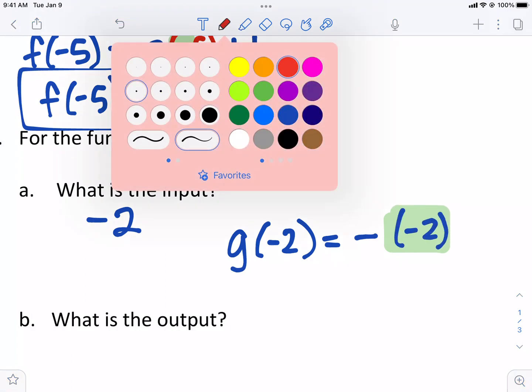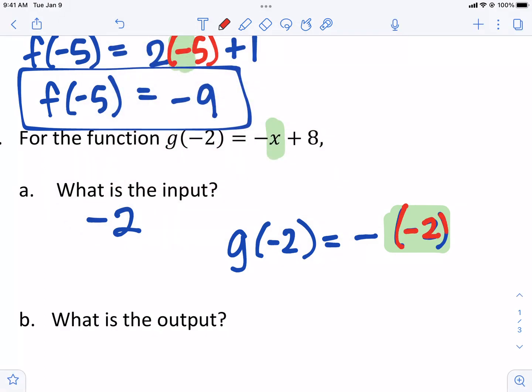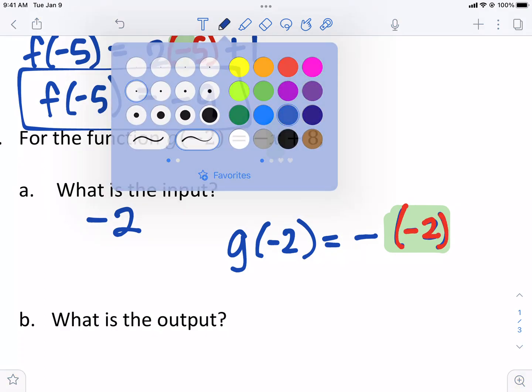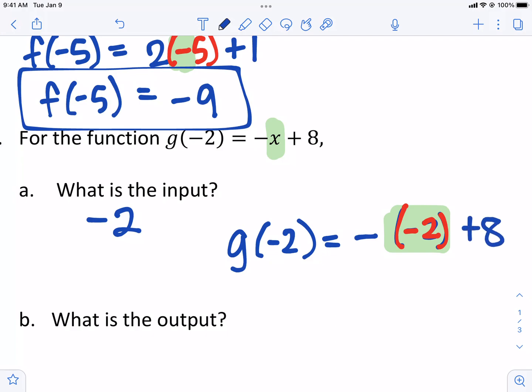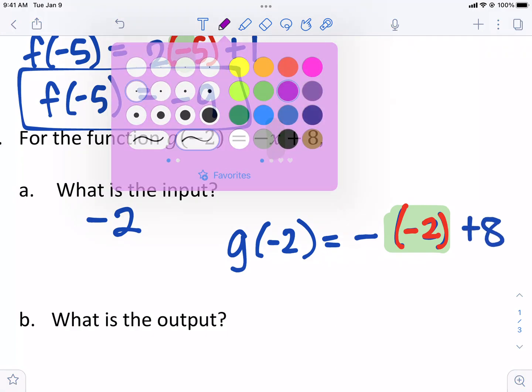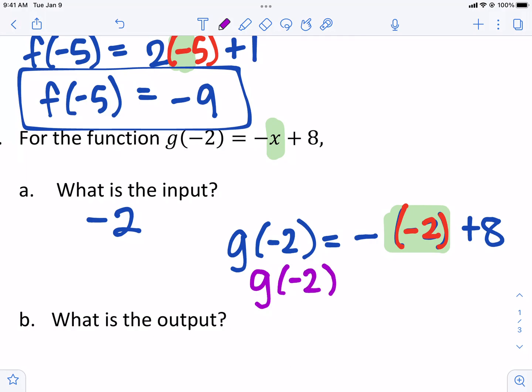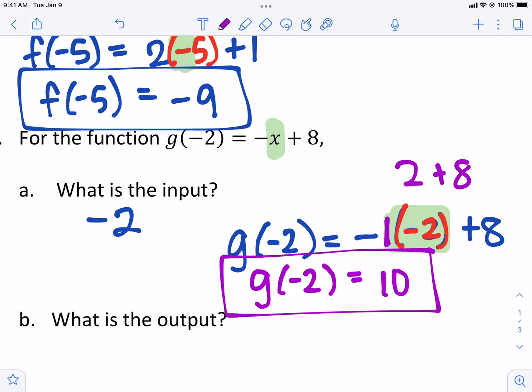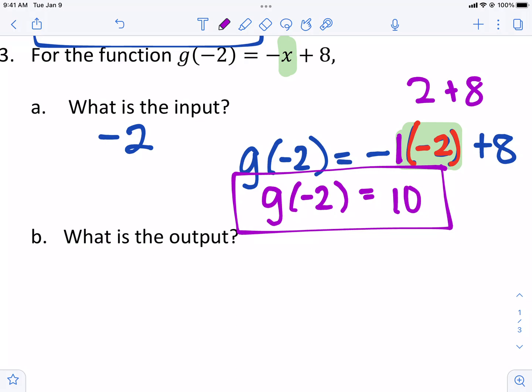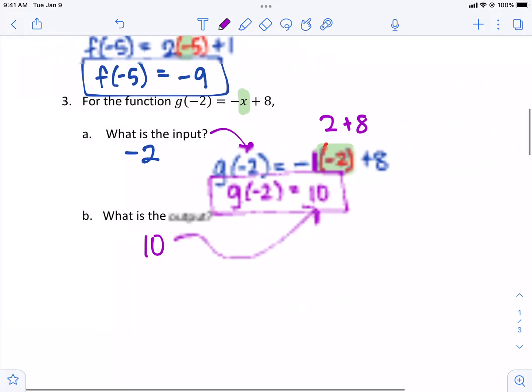Oh, I should use a different color here. And then plus 8. All right, let's finish solving. G of -2 equals -2 is like a -1 times a -2, so that turns positive. So this is 2 plus 8, which is 10. So all this means is when you plugged in a -2, you got 10 for an answer. The output, or the answer, is that 10. So input is what you plug in. Output is the answer, what you get out of it.